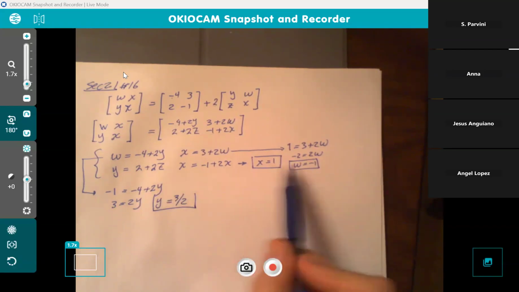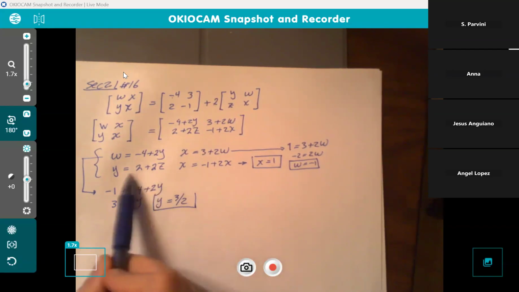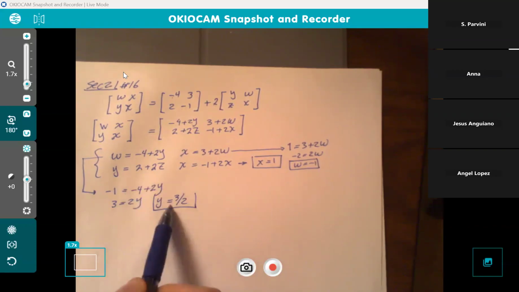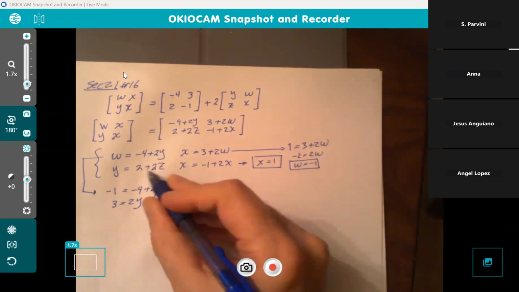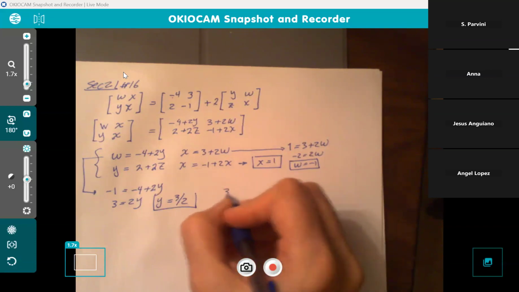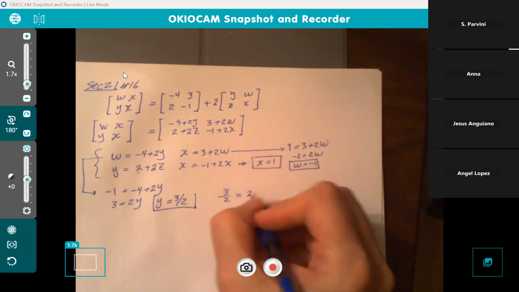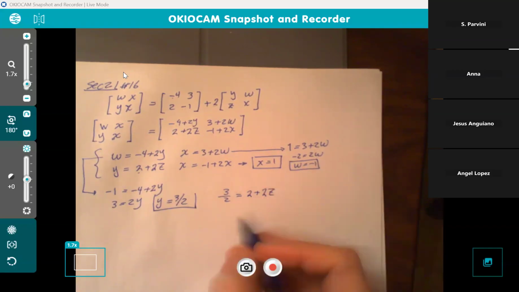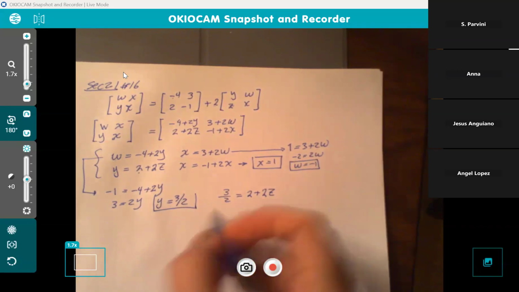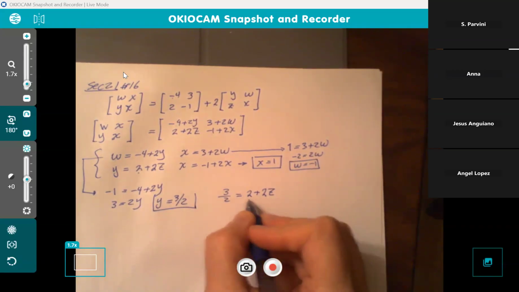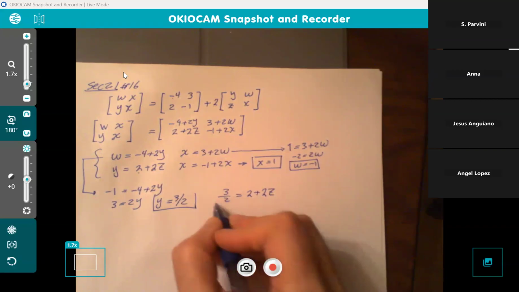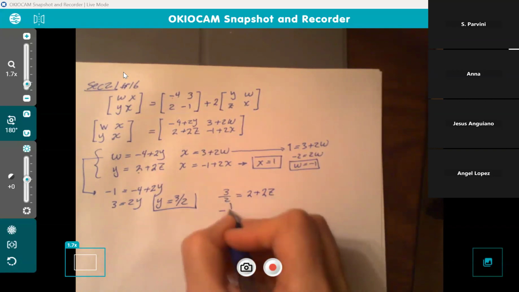So we solve for x, w, y. Now I can solve for z because we solve for y. So from this equation, y equals 2 plus 2z. That's 2 plus 2z. And now we can solve for z. For this one, subtract 2 from both sides. Subtract 2. -2 plus 3/2 is -1/2.